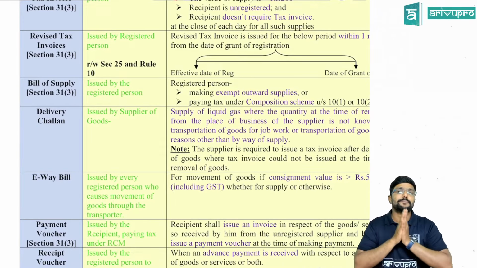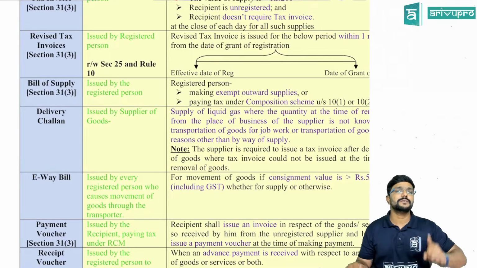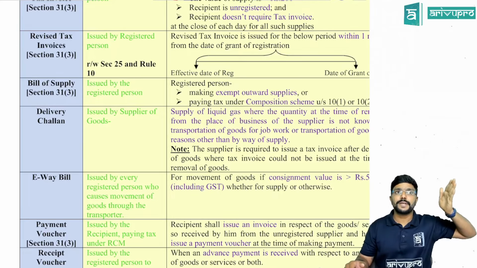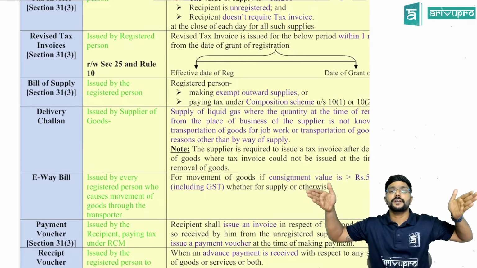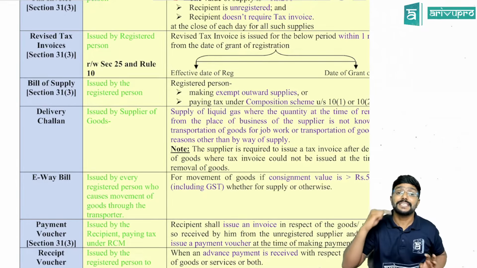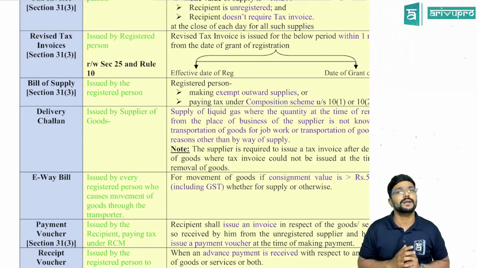If the person has applied for registration within 30 days from the date he is liable, the effective date of registration will be the date on which he was liable for registration. So for the time period from the effective date of registration till the date of grant of registration, whatever supplies he has made, he has to find those recipients, issue a revised tax invoice, and he can collect the tax from the recipients and pay it to the government.